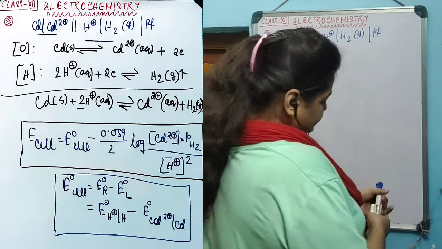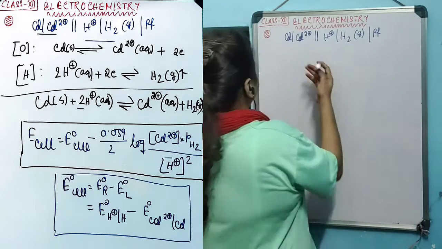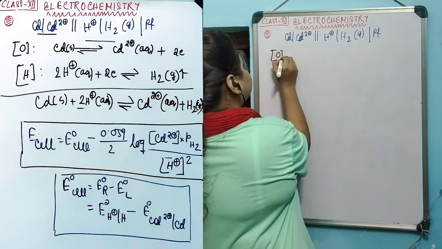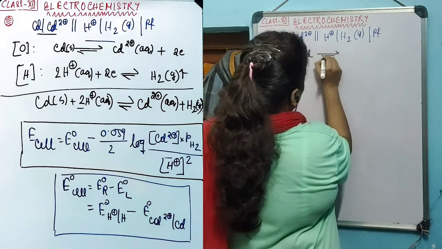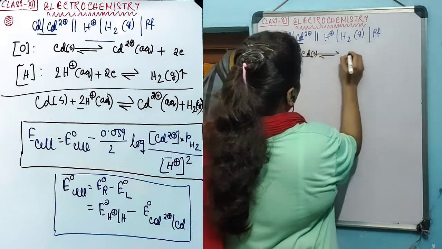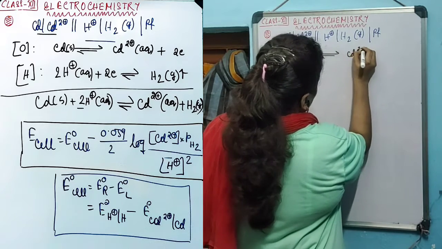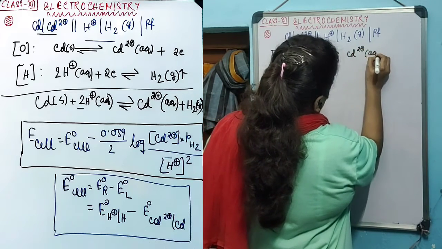Now what is the half cell reaction? The first half cell reaction is the oxidation half cell reaction, that is this one. That is cadmium in solid state, losing 2 electrons in aqueous state.